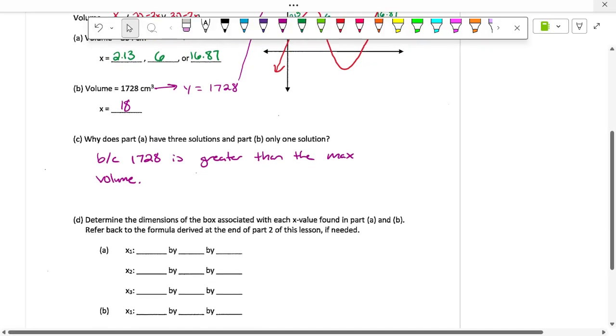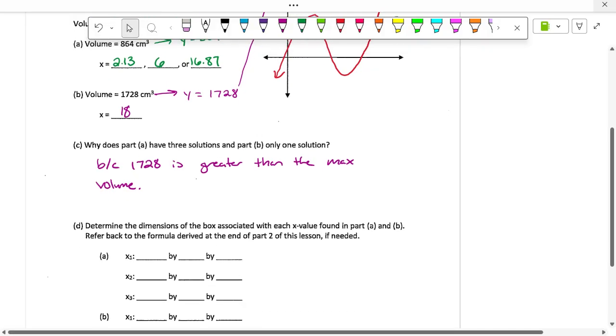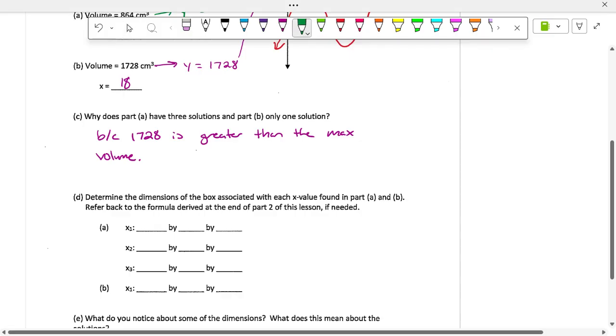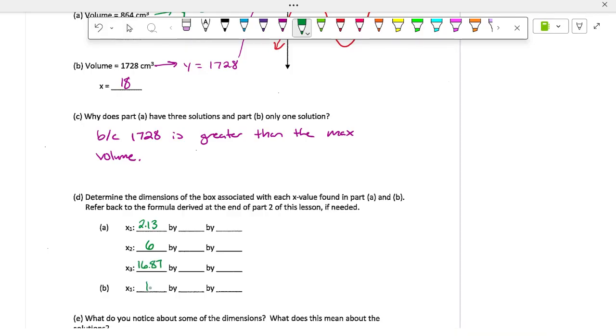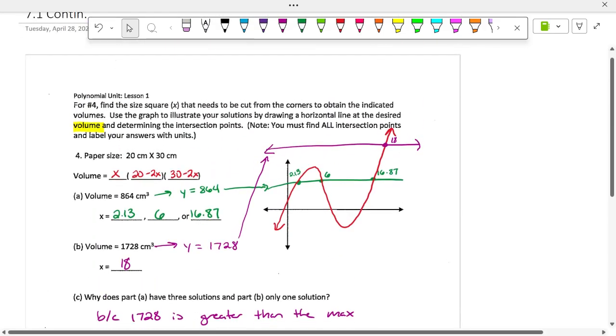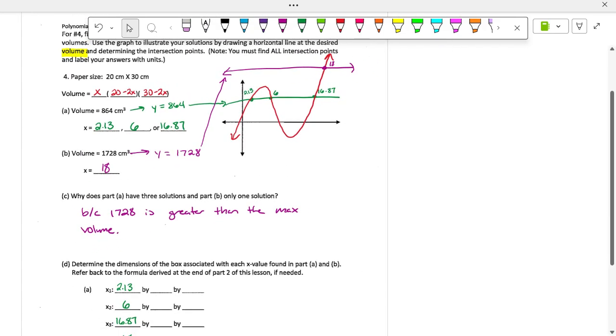Now, they then want us to determine the dimensions of the box from the previous problems. So for part A, again, it was 2.13 for X, 6, and 16.87. For B, it was 18. How would I find the other 2 dimensions when I do length times width times height? What's something that I already found that can help me find those dimensions? The formula. All right. So the formula itself.